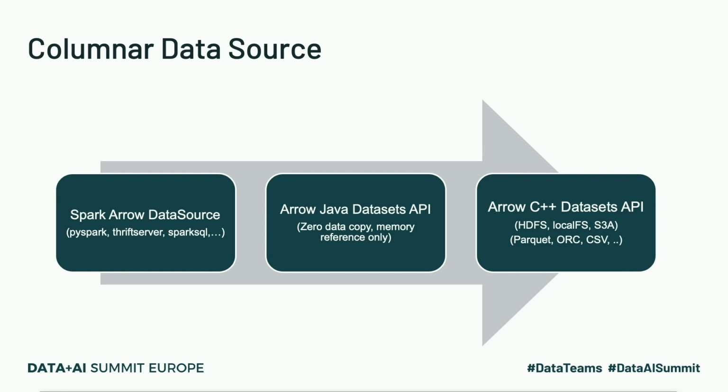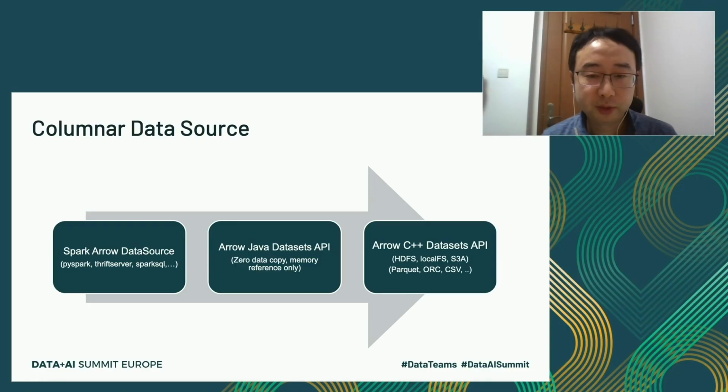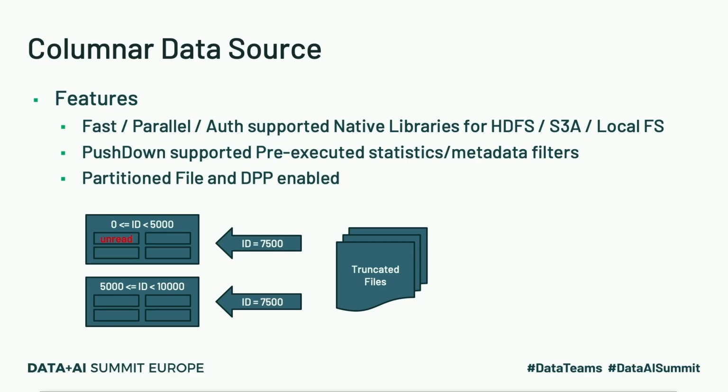This picture is the workflow for our data source. The application layer is unchanged. So existing workloads on PySpark, Thrift Server, and Spark SQL can run with the data source without any modifications required. In the underlying part, we are using the Arrow dataset API. It's very efficient because it provides a zero data copy feature. And underneath, we are using C++ code to fetch those files from HDFS or your local FS or even S3.